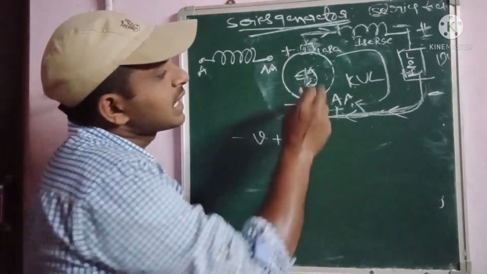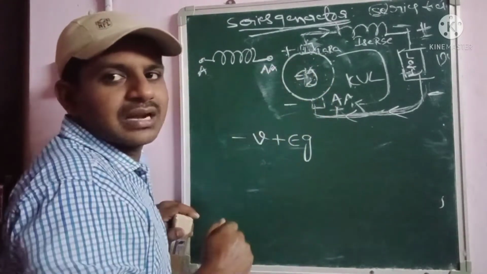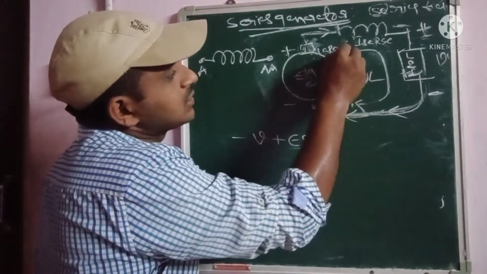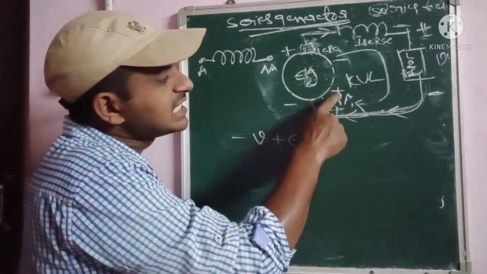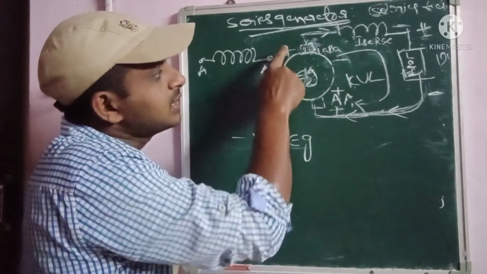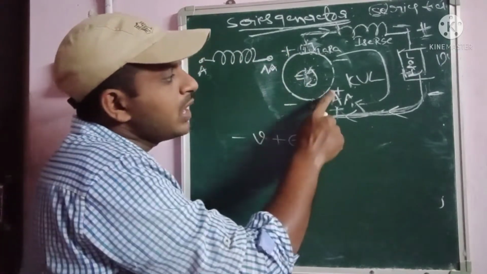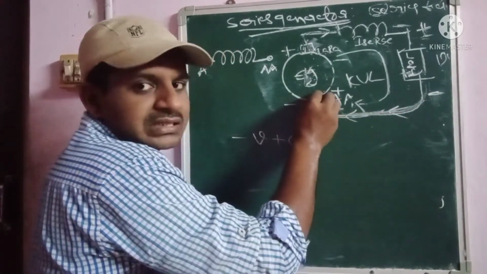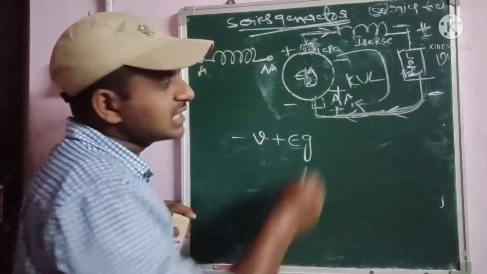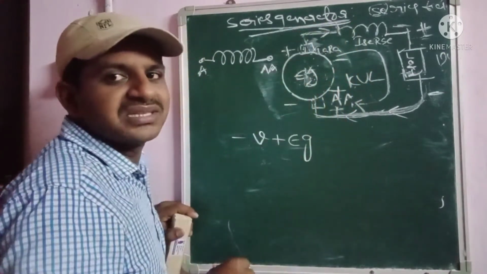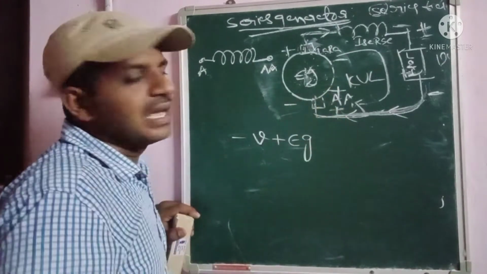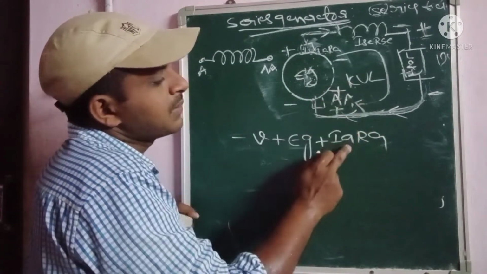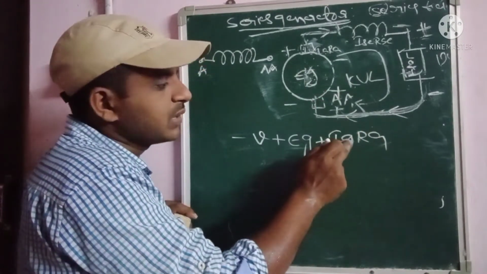Coming to the armature, we can simply indicate this as plus and this as minus, as we already know for the armature terminal indication, just like the battery indication. Why do we put the plus here? Because the current enters the armature through the loop, so the entering side is positive and the leaving side is negative. That's why we put plus Ia into Ra, because the armature has some resistance as well as some current.